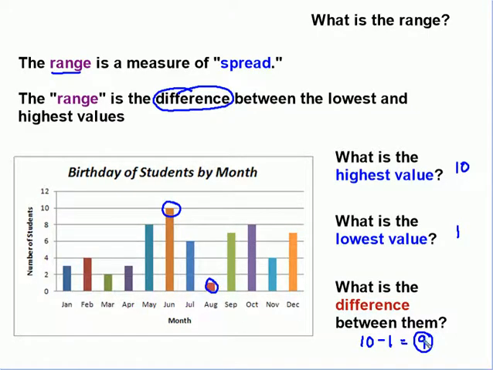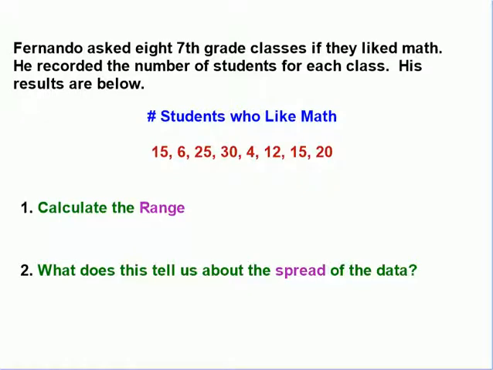So the range for this problem is the difference between these two, 10 and 1, which is 9. So let's practice finding the range. Here we have Fernando. Fernando asked 8 7th grade classes if they liked math. Of course they did. Everyone loves math. He recorded the number of students for each class. His results are below. The students who liked math in each class, 15 in one class, 6 in another, 25 in another, and on down the line.